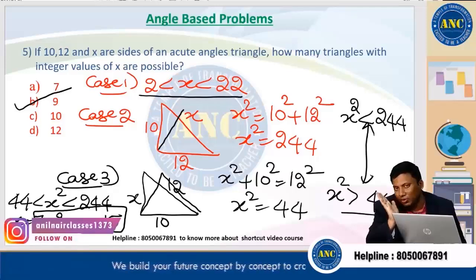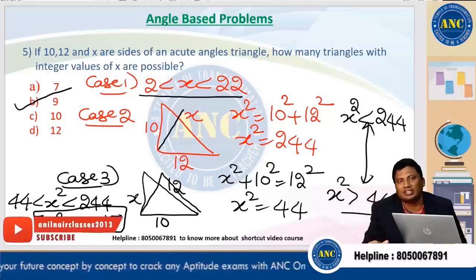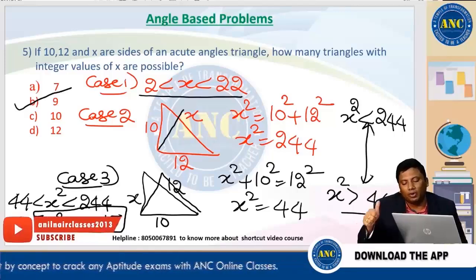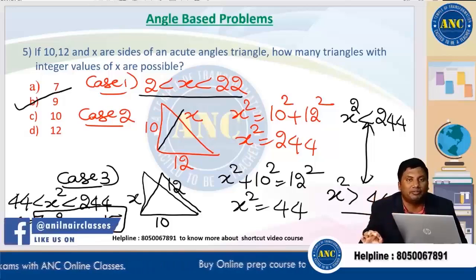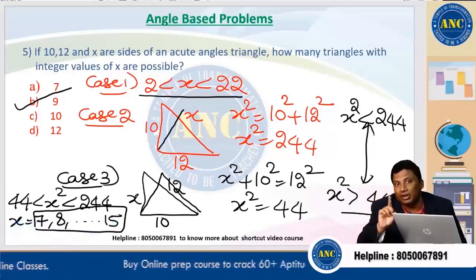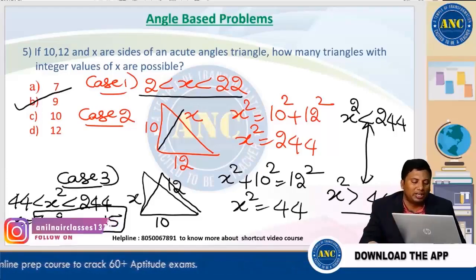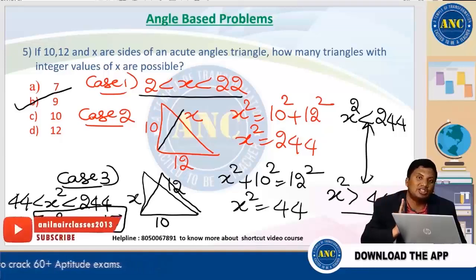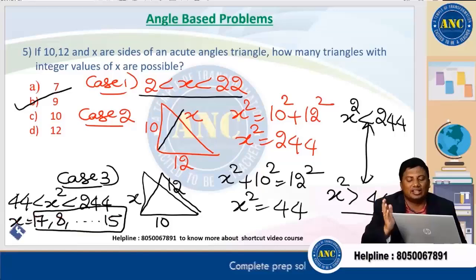If the height is moving towards the right side, hypotenuse will decrease. That means x square equivalent to 244 in a right angle triangle. Because it is an acute angle triangle, x square will be less than 244. If x is not the largest side, I will take it as base because I can visualize it, right?